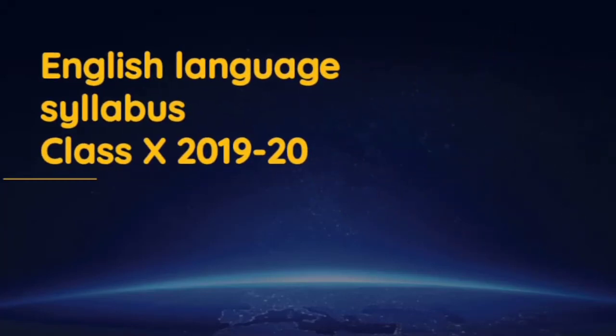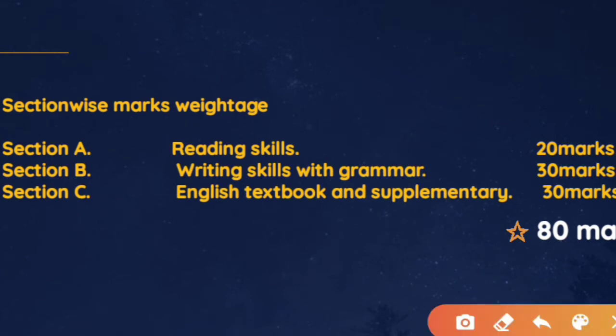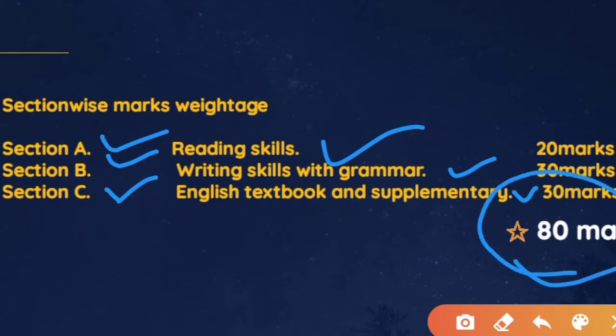Hello everyone, in this video we will discuss the English language syllabus for class 10th. The English paper will be of 80 marks and it will be divided into 3 sections. Here's the section-wise marks weightage: Section A, reading skills, carrying 20 marks; Section B, writing skills with grammar, carrying 30 marks; and Section C, English textbook and supplementary, carrying 30 marks. In total it will make 80.